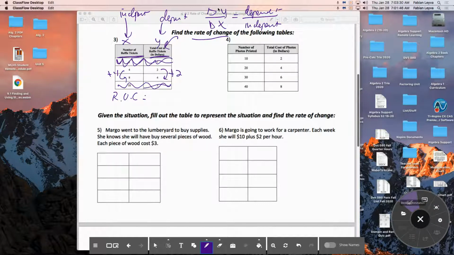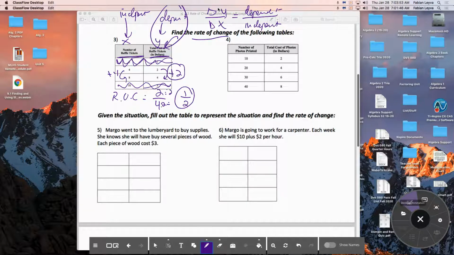So notice that my rate of change, I'm going to call it my ROC, just to shorten things up, is the change in y, or the change of the dependent variable, which in this situation is 2, divided by the change of x, or my independent variable, which is 4. If I were to reduce this, I could divide it by 2 over 2, which equals 1 over 2. Because 2 divided by 2 is 1, 4 divided by 2 is 2. So we end up with 1/2.